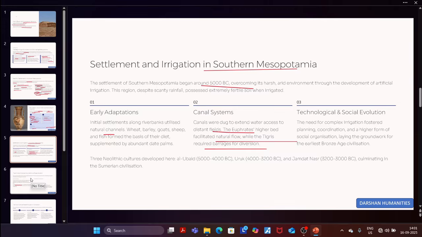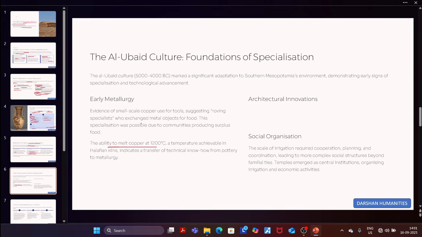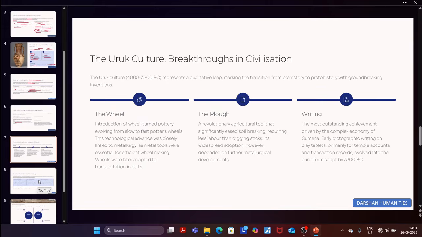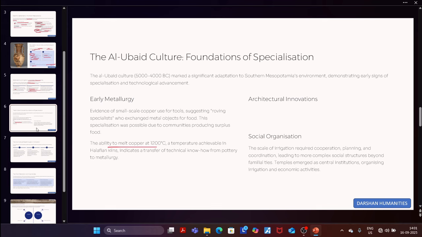the Alabad culture, the Uruk culture, and the Zamdat Nasr culture. Let's get started with the Alabad culture.